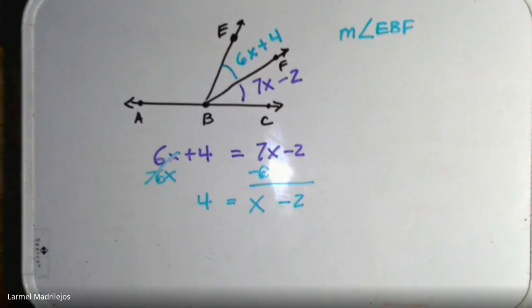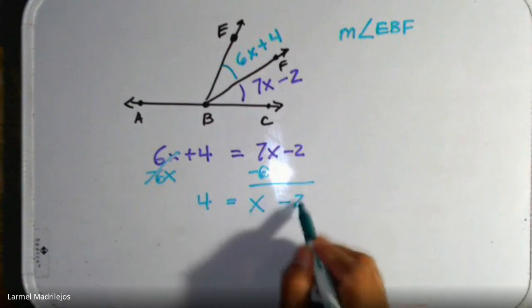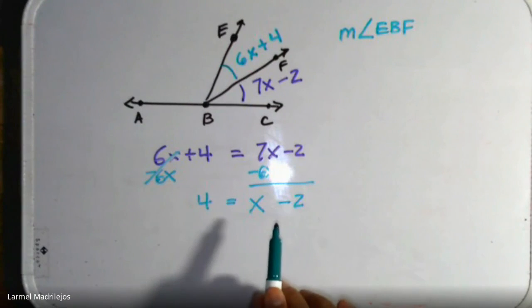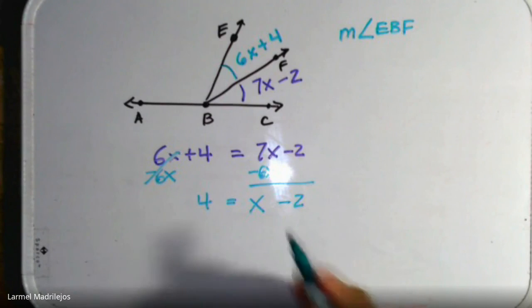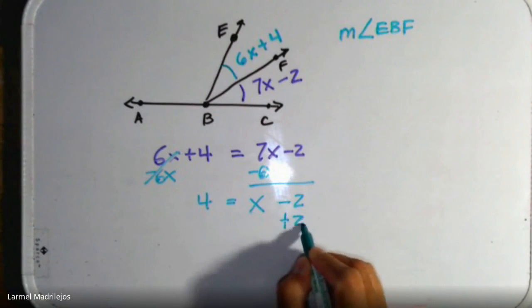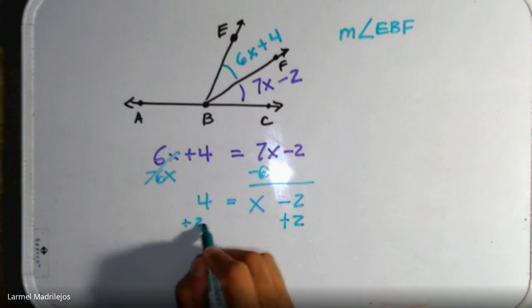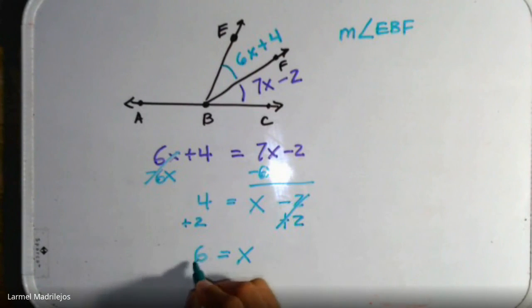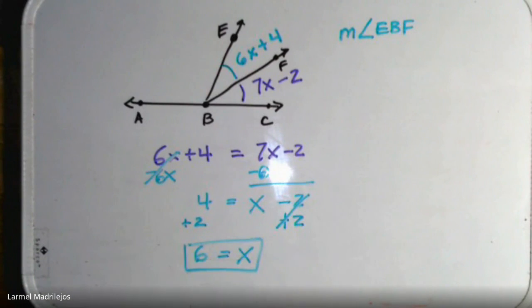Now I need to move this negative 2 to the other side of the equation by using the opposite sign. So I'm going to add 2 on both sides of the equation. So the value of x is equal to 6. But that's not the question.